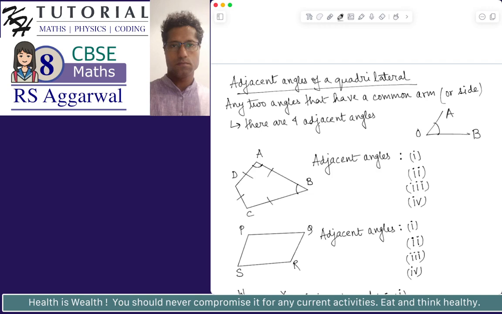But see, if you consider angle A and angle C, the arms of the angle C are DC and BC, whereas the arms of the angle A are AD and AB. So AD and AB are completely different from CD and BC. That is, there is no common arm between angle A and angle C. So angle A and angle C are not adjacent angles.